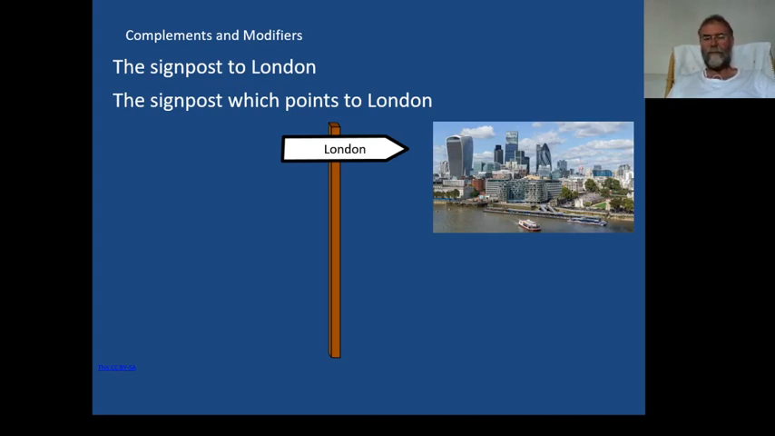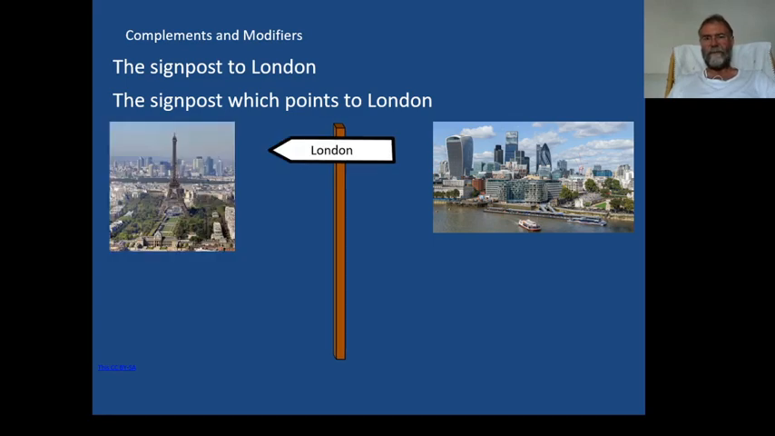But we could take the same object and just point it somewhere else. Okay, now we still have the signpost to London here. It's a signpost, it's got London written on it, so it obviously is the signpost to London. But this particular instance of this signpost happens not to be pointing to London, but somewhere else, say Paris. So actually this is not the signpost which points to London, even though it is the signpost to London. It's the signpost which points to Paris. So clearly then, these two phrases don't mean the same thing. They don't identify the same element in the universe. So they have different meanings.